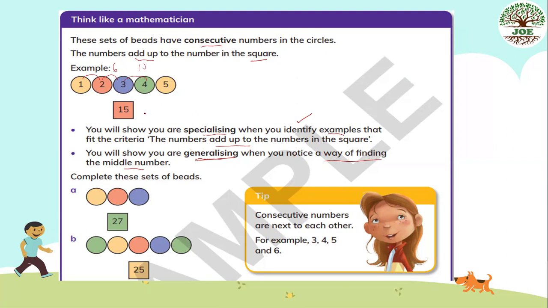This is the add-up number. We divide this add-up number by the amount of beads. 1, 2, 3, 4, 5, 5 beads. So 5 times 3 is 15. So 3 is the middle number.